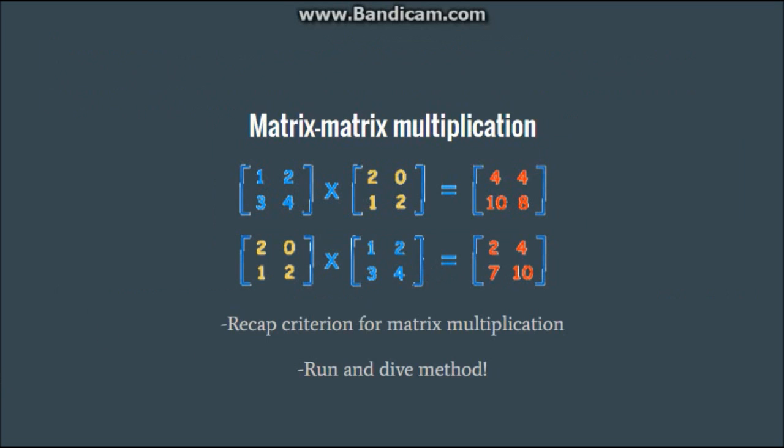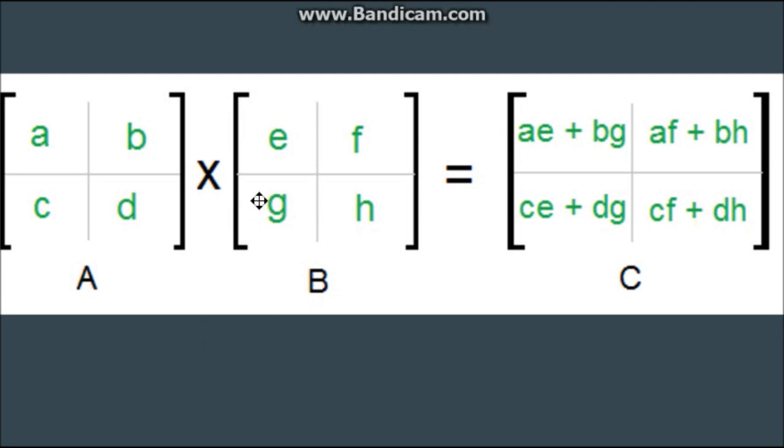Okay, moving on. Matrix multiplication. Okay, so here we have 2 examples. Let's recap the criteria for matrix multiplication, which is that the number of columns in the first matrix equals the number of rows in the second matrix. Most people who do matrix multiplication use the run and dive method.